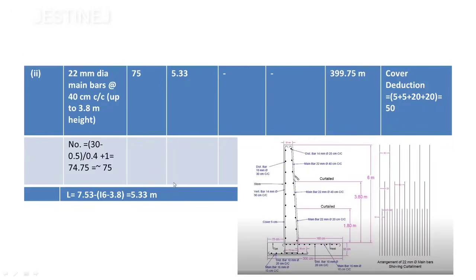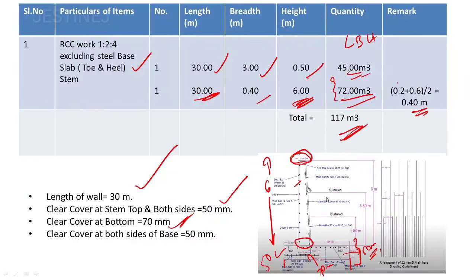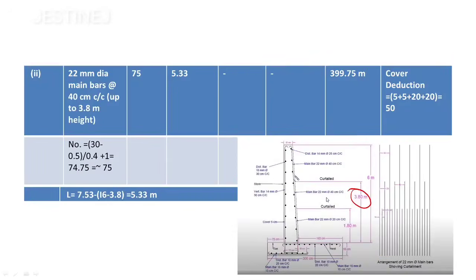Then coming to the next case, that is the main bar itself, and the length is going to be up to 3.8 meter. The same procedures are repeated here also. Here you can observe that the total length we already got, that 7.53, and our aim is to reduce these values.